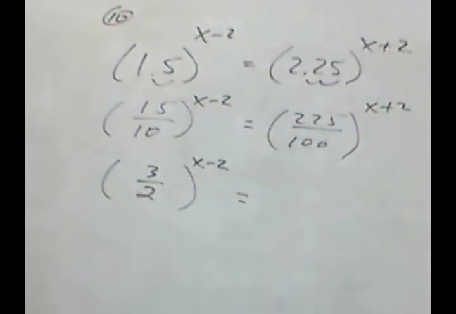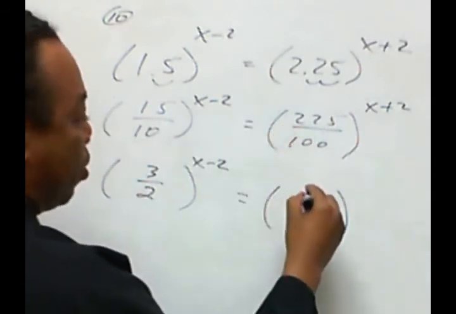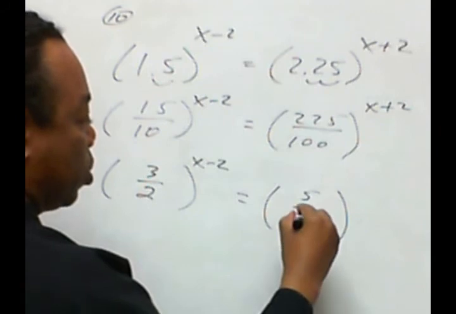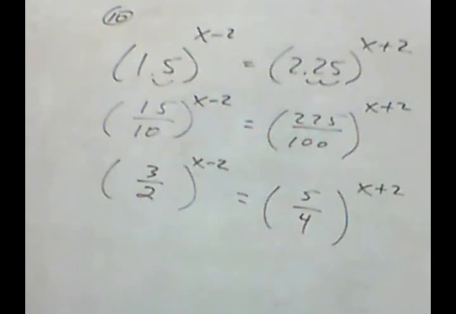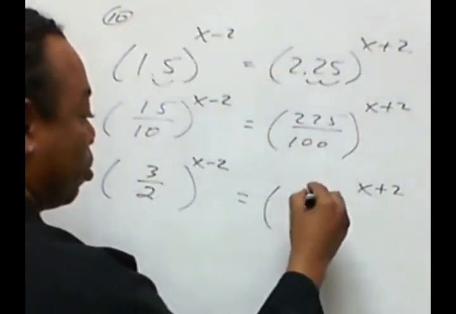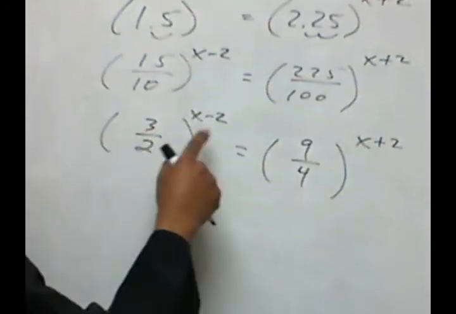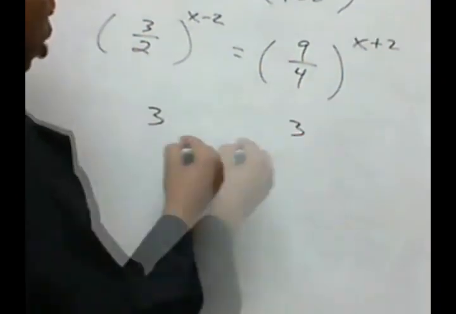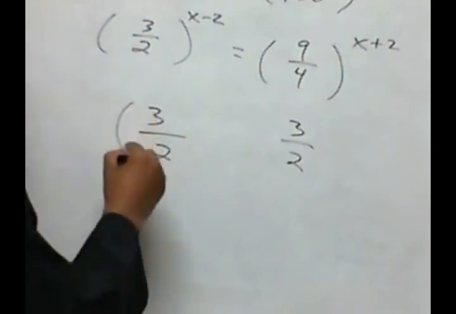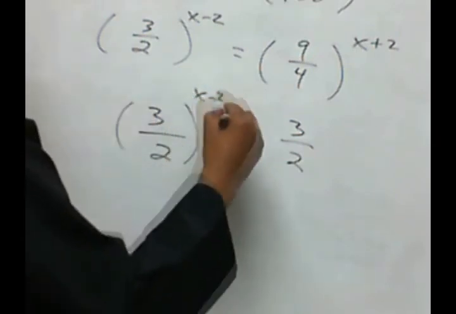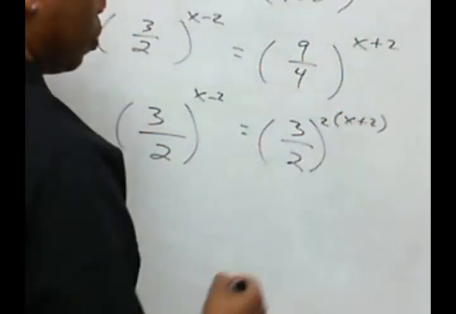For the next one, 25 can go into both. 25 goes into 225 9 times, and 25 goes into 100 4 times. So the power of x plus 2. Okay, the common base for 3 and 9 would be 3. And the common base for 2 and 4 will be 2. Okay, so this is still raised to the x minus 2 power. And this gets raised to the second power times my x plus 2.